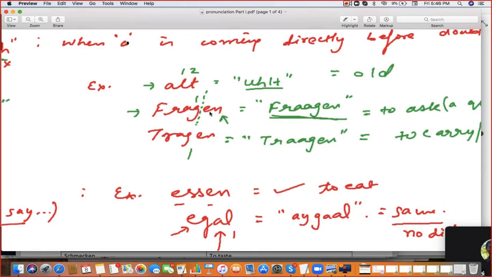In total there are two, G is also there and N is also there, but I am asking directly. Directly only G is there, because after G, E is coming. So the direct consonant is only one. Then T-R-A-G-E-N. How many after A?